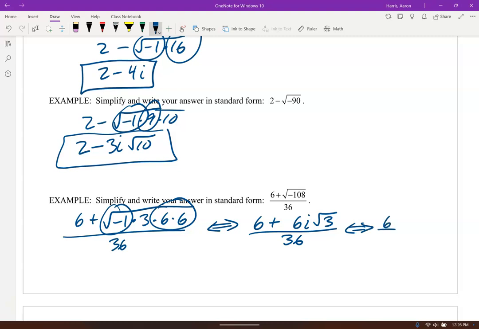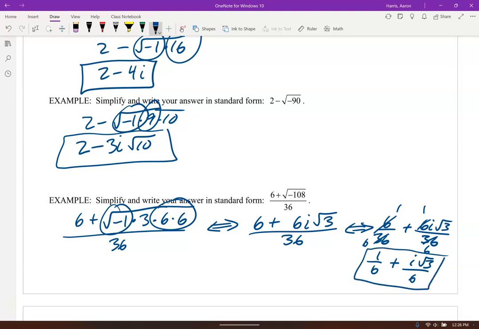Well, that's a common denominator. So I got 1/6, right? That's 1/6. Same thing here, 1/6 plus i root 3 all over 6. So 1/6 plus i root 3 all over 6 is your preferred form there. So there's your a part, and the bi part is that root 3 over 6.